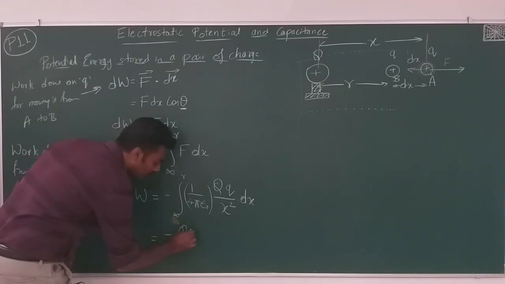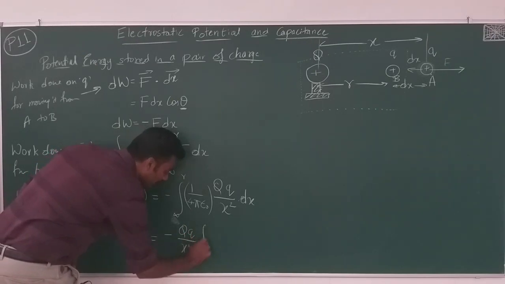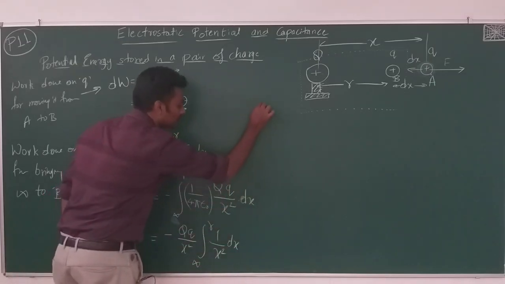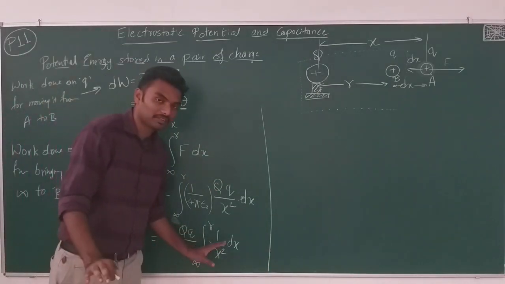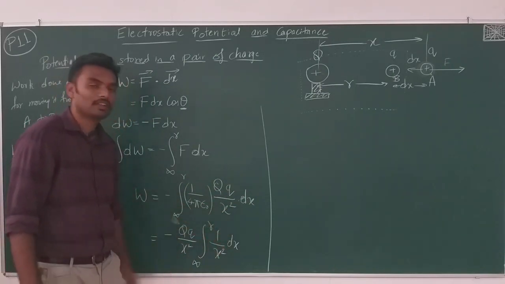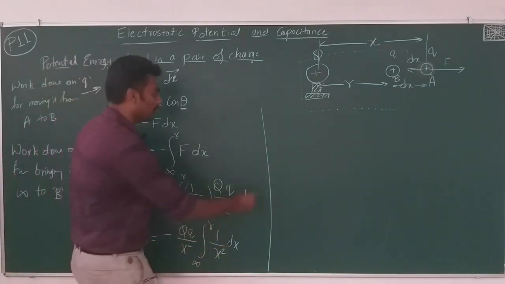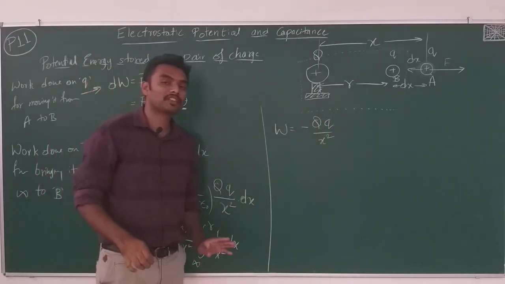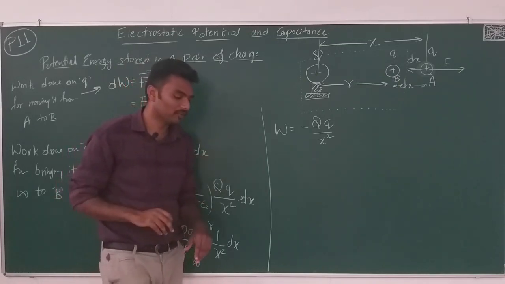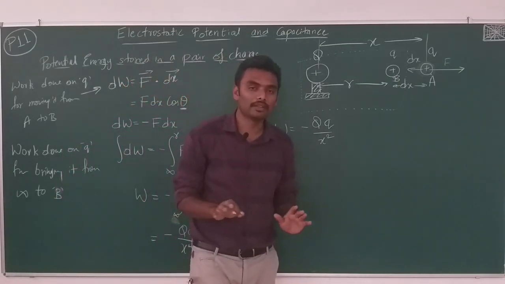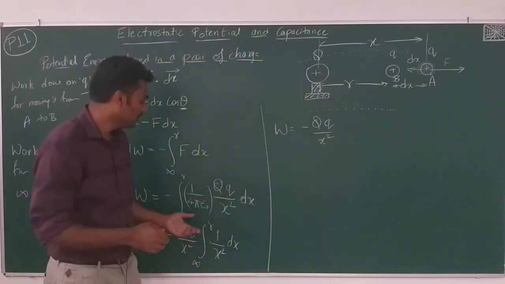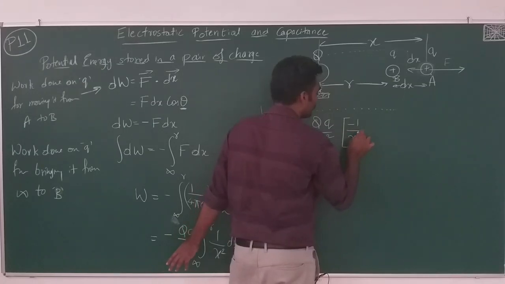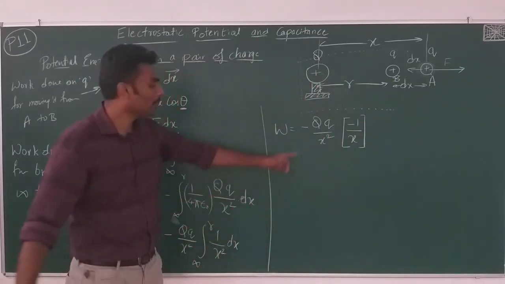After taking them outside, it is capital Q small q by 4 pi epsilon naught, integral from infinity to r, simply 1 by x squared dx left inside the integration. Now, you can Google the formula for the integral of 1 by x squared dx. It's a direct formula: the integral of 1 by x squared is minus 1 by x. You need to memorize the formula. There is a general formula. Anyhow, you'll get to know. For this derivation, take it as my word.